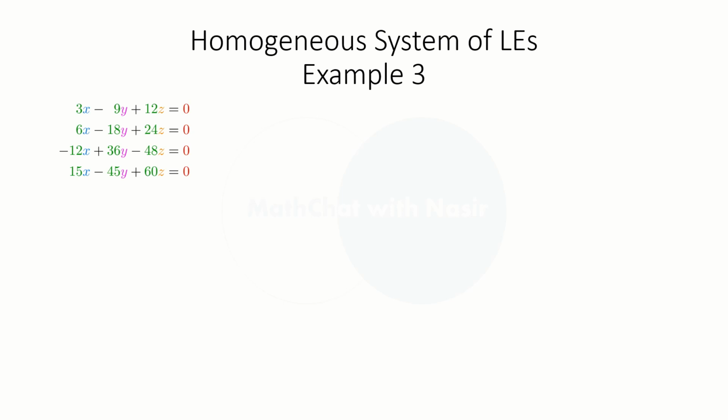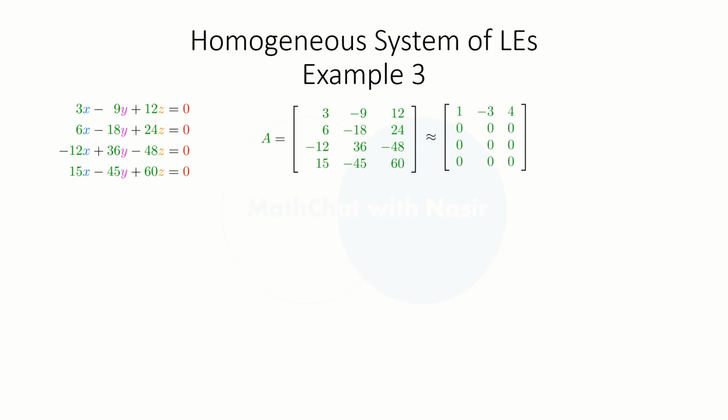The last example of a homogeneous system of linear equations. Here is the coefficient matrix. We convert it to the reduced echelon form and obtain the equations form from the echelon form. X is the pivot variable and y and z are the free variables. Express x in terms of y and z.